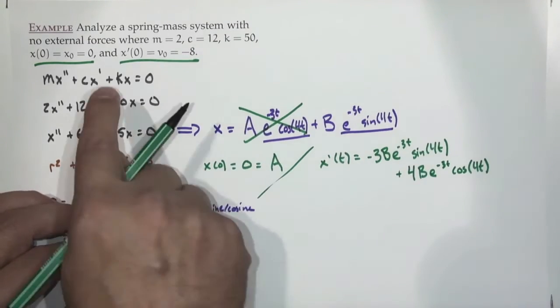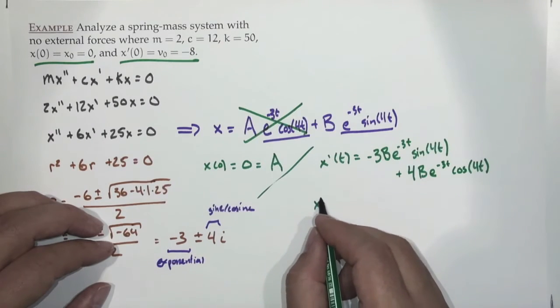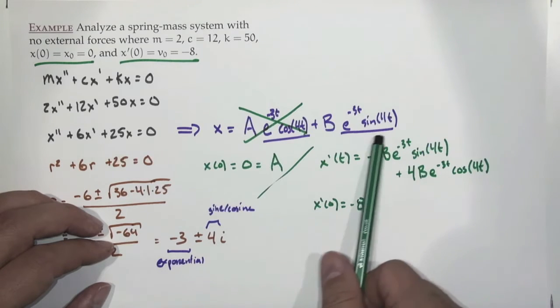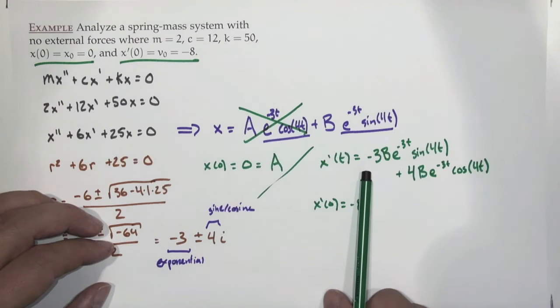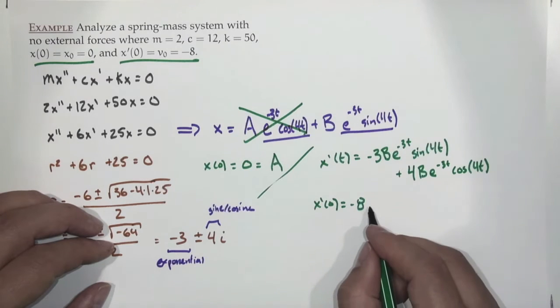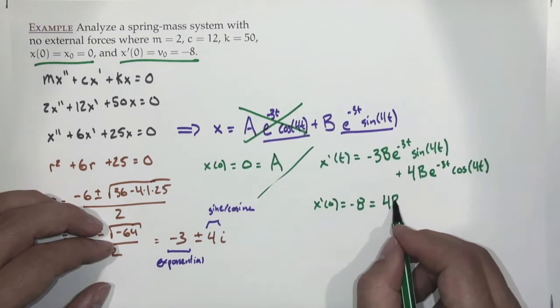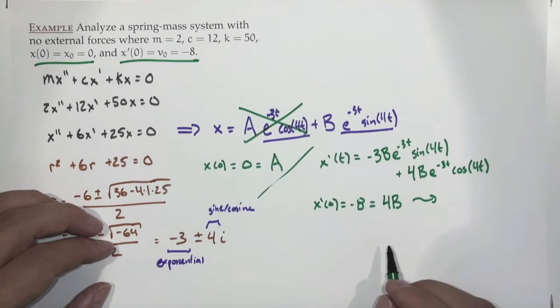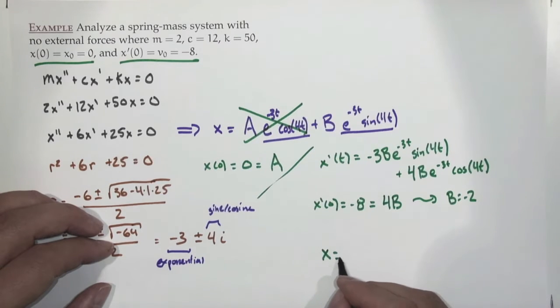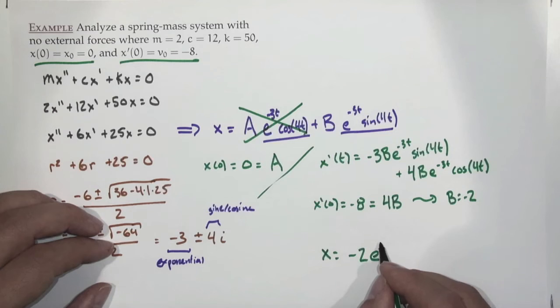And now, plug in our initial conditions. x prime of 0 is equal to negative 8. Well, what happens to the first term? 0. What happens to our second term? 4b. Well, what does that tell us? b equals negative 2. So our answer is minus 2 e to the minus 3t times sine of 4t.